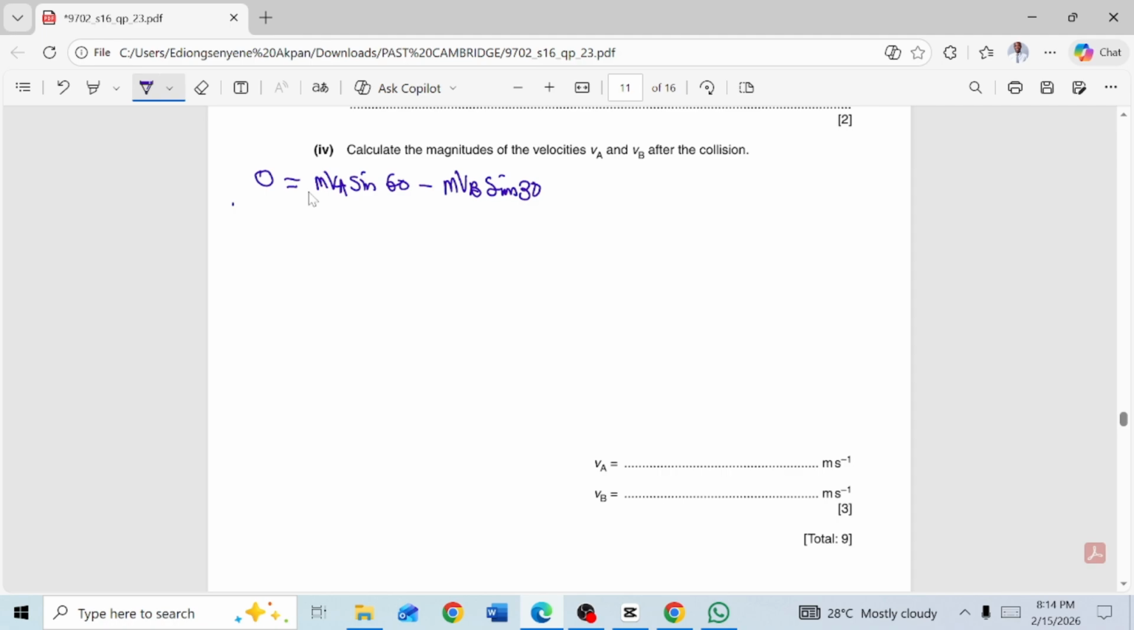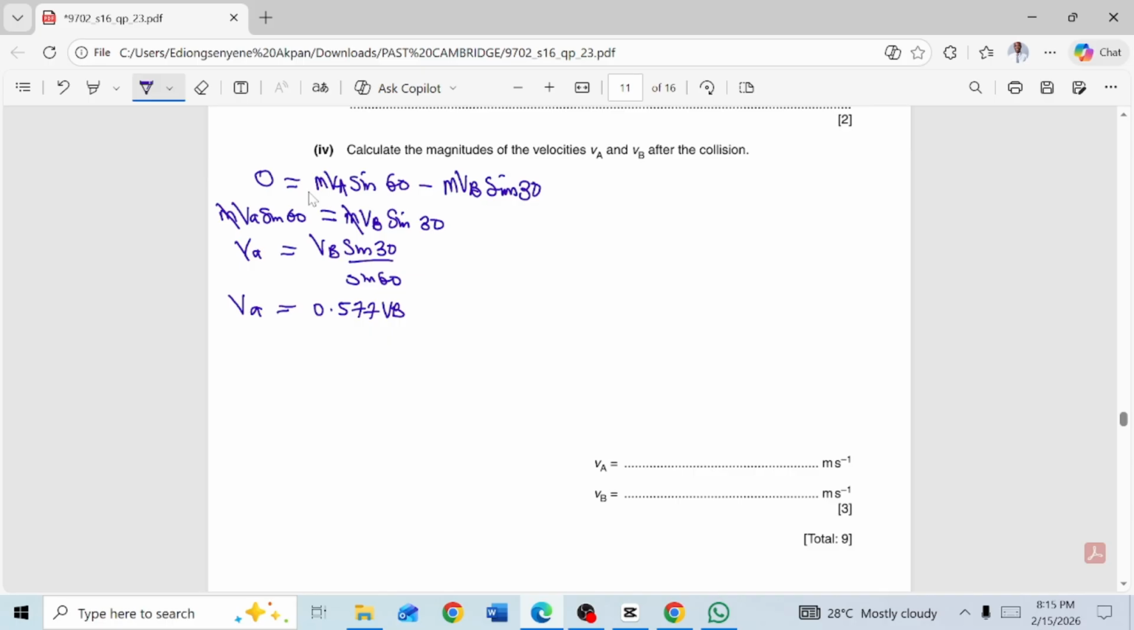Let's rearrange it. We have mVA sine 60 equal to mVB sine 30. Since they are the same masses, we take them out. We make VA the subject of the formula, and that gives us VB sine 30 divided by sine 60. Putting that in our calculator, we have 0.577 VB. This is where most students get stuck, how they are going to do this combination.